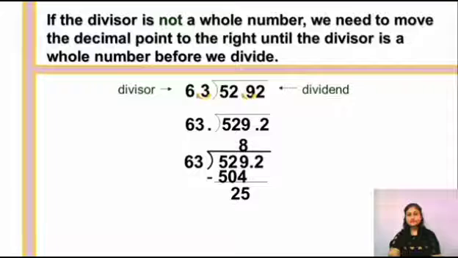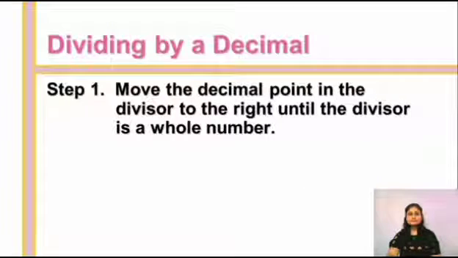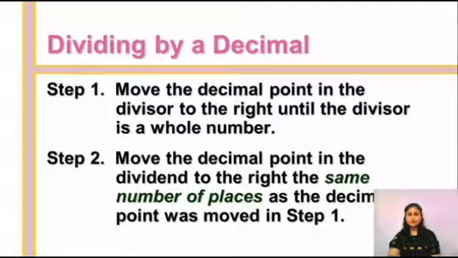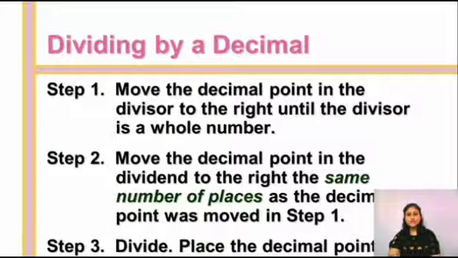63 times 8 is 504, and now the remaining 225 is brought down, and we have 63 times 4 is 252. Now we have 1 decimal place in the dividend, so we write the answer 8.4. Move the decimal point in the divisor to the right until the divisor is a whole number. Move the decimal point in the dividend to the right the same number of places as the decimal point you moved in the divisor, and then place the decimal point in the quotient.